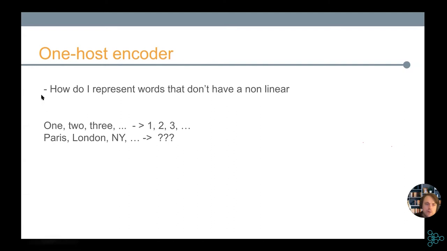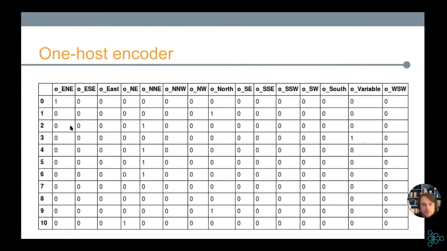So if we have numbers in words, for example 1, 2, 3, then they are written down as numbers. Of course, I can represent them with the appropriate number. But what if I have words like Paris, London, New York? How do I represent them? What you don't want to do is introduce properties that the word does not have. It doesn't make sense to say that Paris is greater than London, but it makes sense to say that one is greater than two.